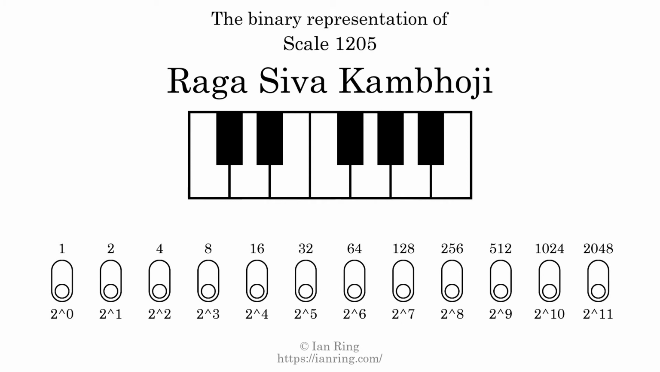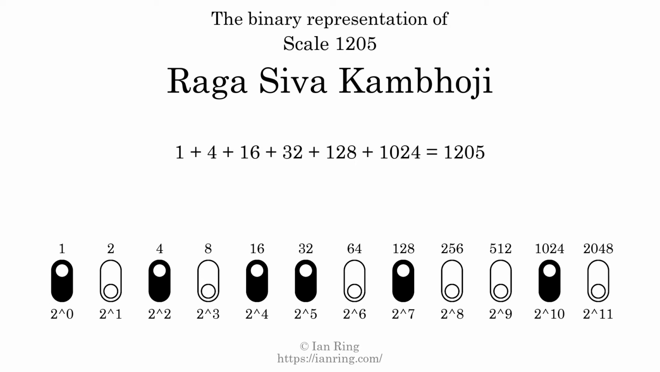The binary representation of this scale is determined by mapping tones of the scale to binary digits. Each binary digit represents a power of 2. To get the scale number, we add the powers of 2 together. The powers of 2 that are present in the scale, all added together, equals 1205. That is why the scale number, in decimal, is 1205.